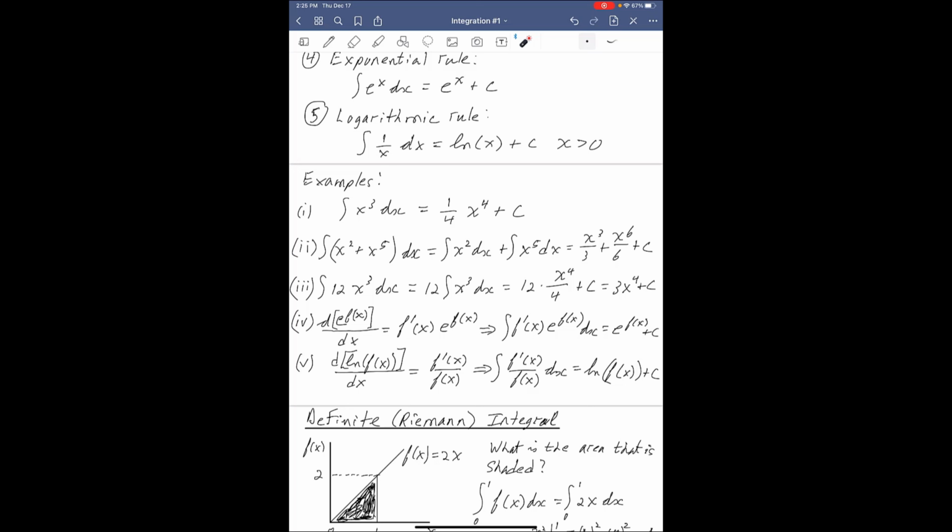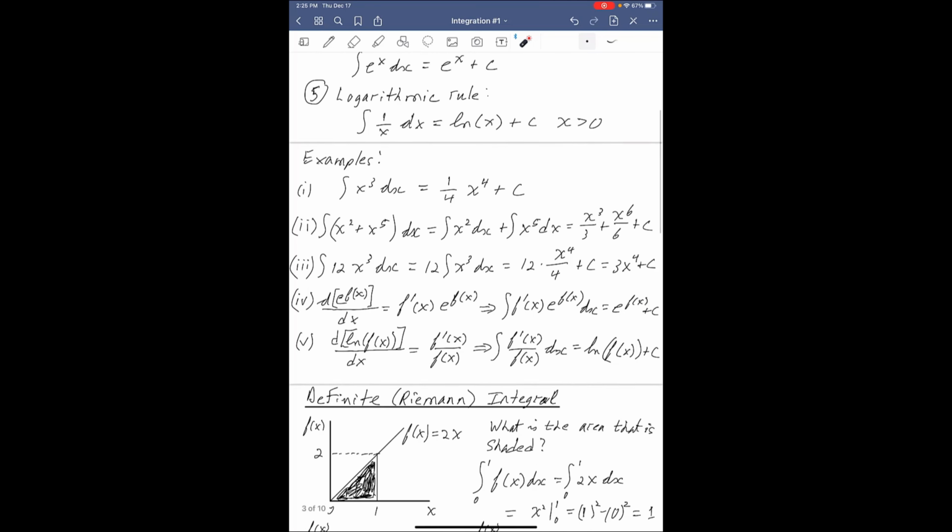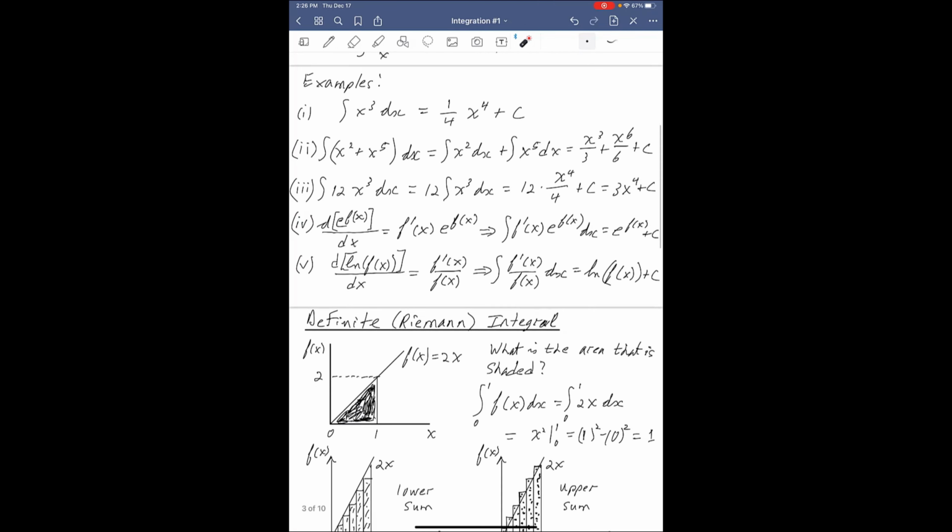The integral of e to the f of x. So let's first take the derivative of e to the f of x with respect to x, and that gives us f prime of x e to the f of x. And if we take the integral of f prime of x, the first derivative of f with respect to x, multiplied by e to the power f of x, we then get back e to the power f of x plus the integration constant.